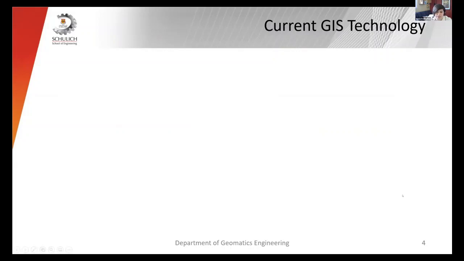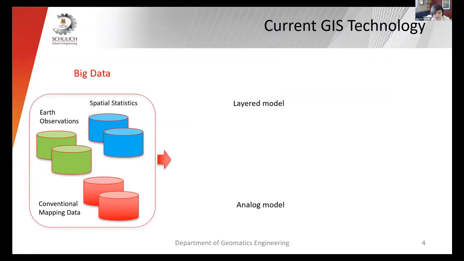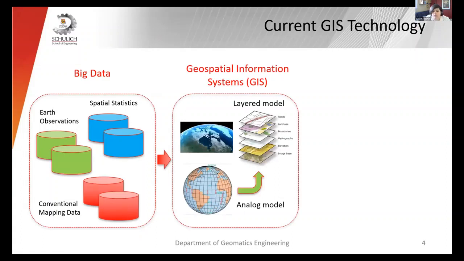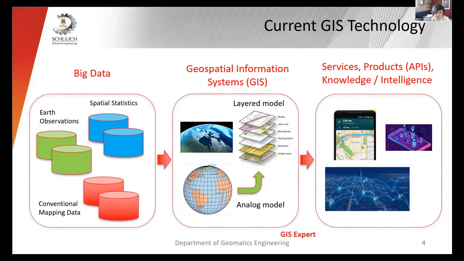Current GIS technology takes all this big data into an analog model of the Earth using latitude and longitude coordinates on conventional grids, and sometimes projects these coordinates into a projected coordinate system. The data is treated as a layer model, where each layer represents a set of information like roads, land use, boundaries, etc. The data is then processed by a GIS expert to perform the data integration and analysis. And after this process is when services, APIs, and knowledge are produced from these intermediate products.